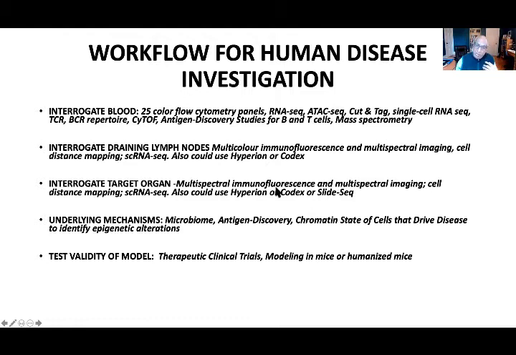Again, we prefer to use this multispectral immunofluorescence, and you'll see more of it tomorrow when we do lymph node studies. But I would like to do cell distance mapping. We want to know which cell is talking to which cell. What is it making? And what's the frequency of that interaction to quantitate it.